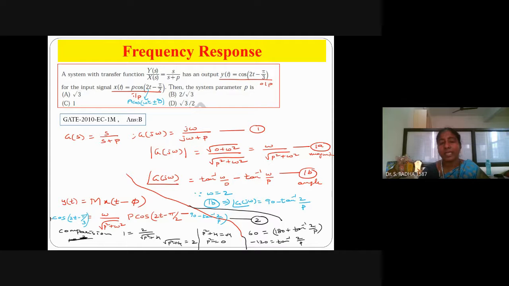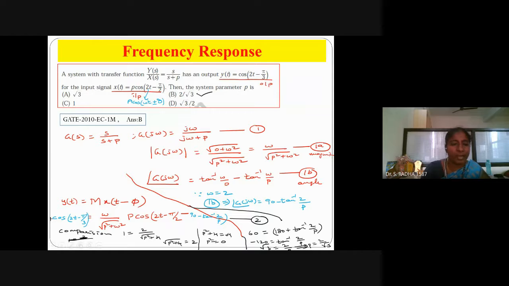Minus tan inverse tan 120, minus tan 120, which is cot 30 degrees, and it is root 3. Minus cot 30 degrees, it is root 3. And this root 3 equals 2 by P, and the P value is nothing but 2 by root 3. I am getting option B from the phase angle.